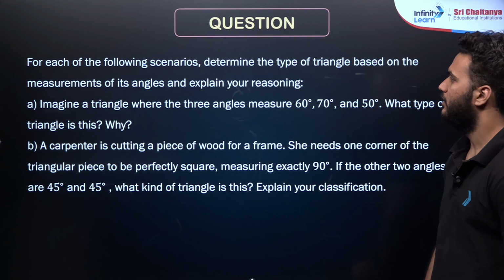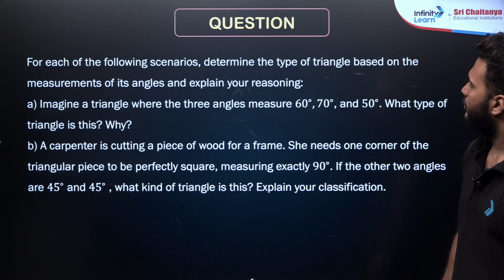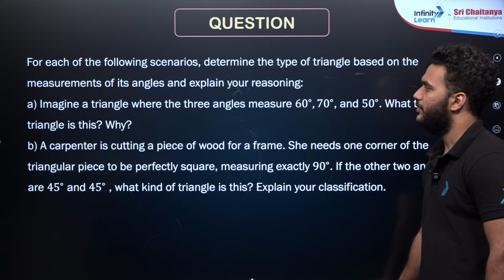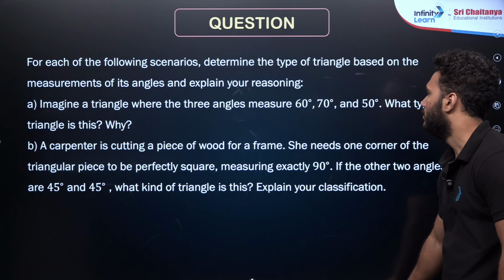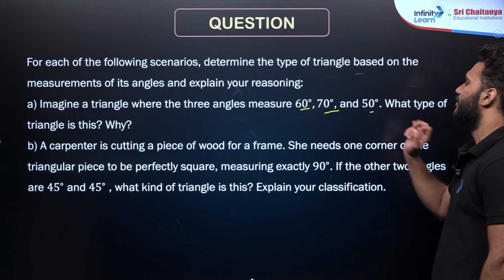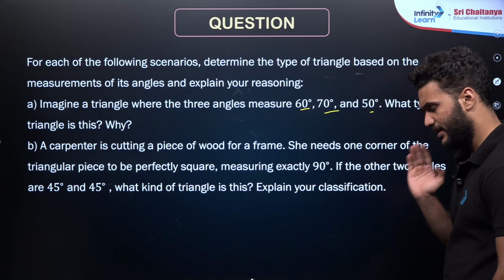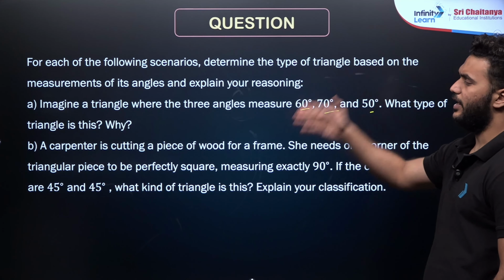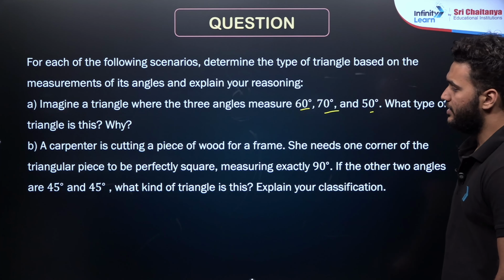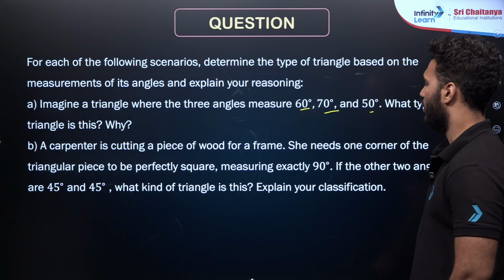For each of the following scenarios, determine the type of triangle based on the measure of their angles and explain. 60, 70, 50. Sir, all angles are less than 90. All angles are less than 90. Acute angle triangle.